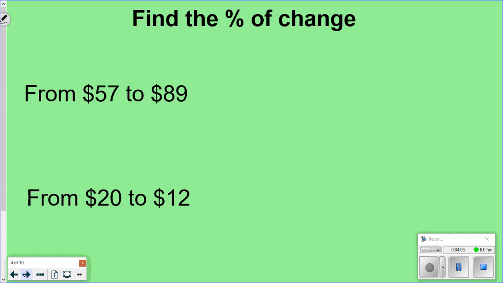So first, maybe I'm going to buy a shirt. It's $57. Holy cow, then it went up to $89. The first thing I'm going to do is say, was this an increase or a decrease? Okay, so I know it was an increase, so before my answer, I'm going to have a plus sign. Or I might have a minus sign, depending on what happened with my situation. Did it go up or down? So then I'm going to find the percent of change.